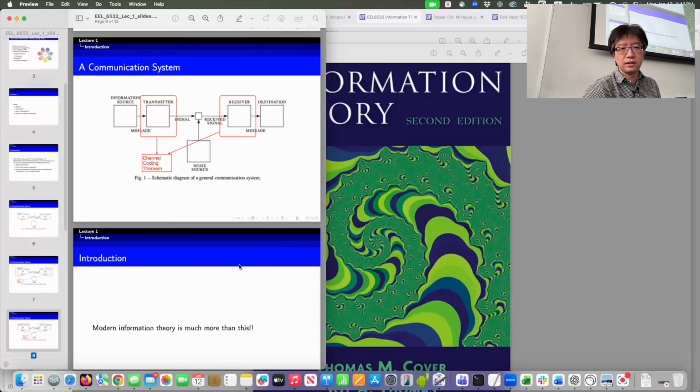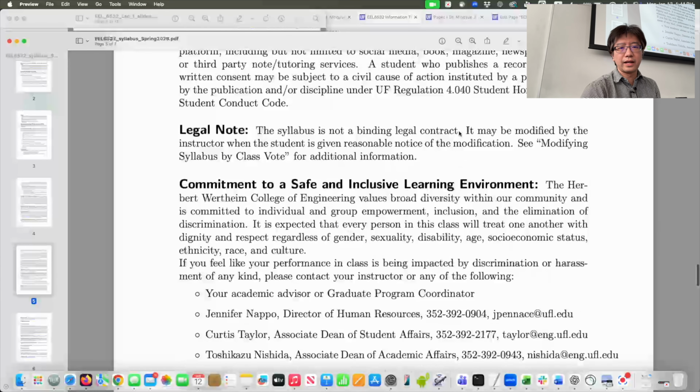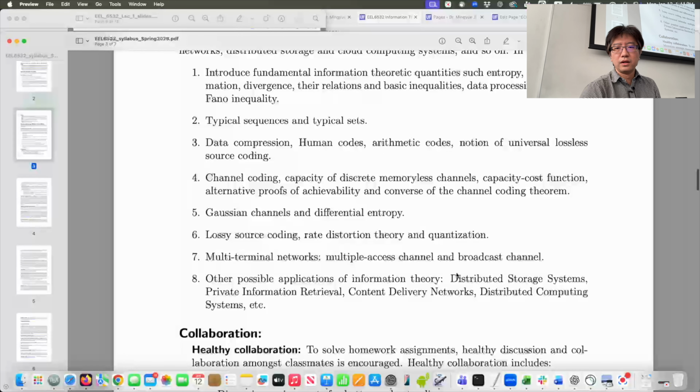As you see in my syllabus, if we have time, we may want to go over some other topics, for example, distributed storage systems, small storage but distributed, like private information retrieval, or distributed computing like cloud computing, Amazon EC2, right? So many things, most of them can be explained using information theoretic tools. So it's still a hot field that is developing.